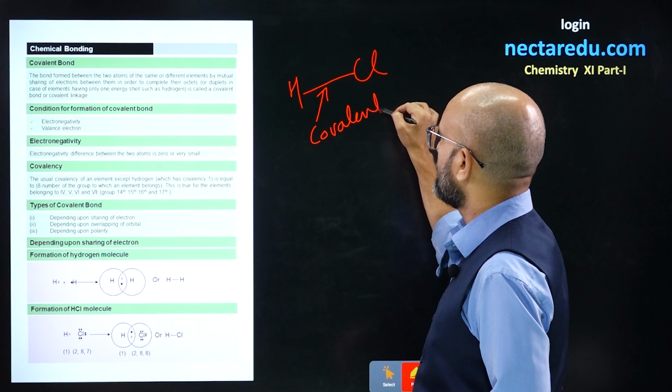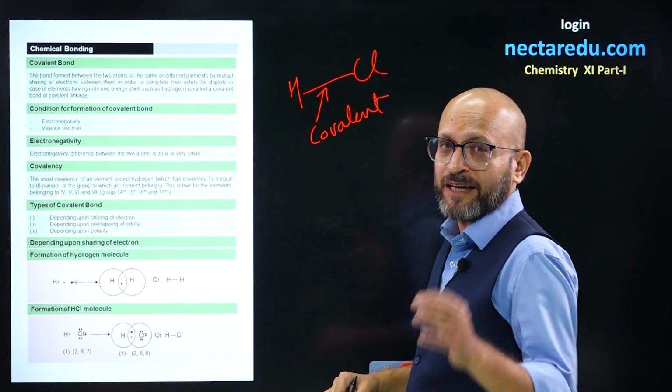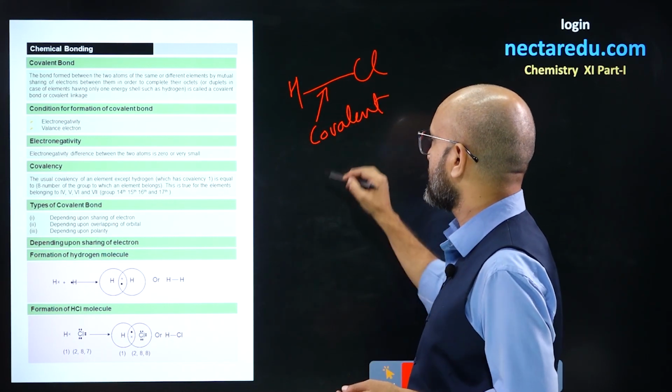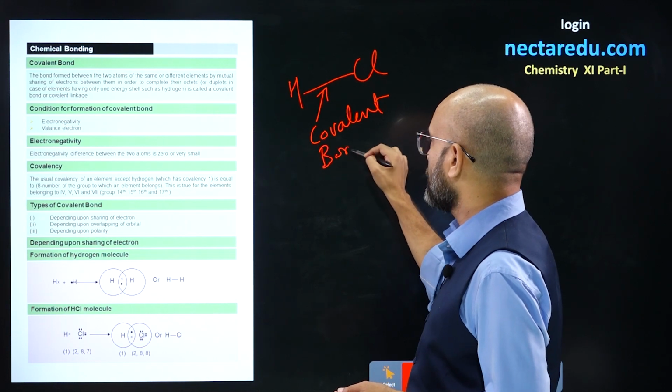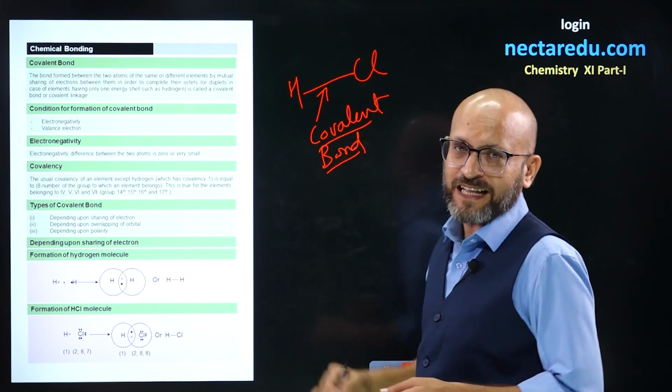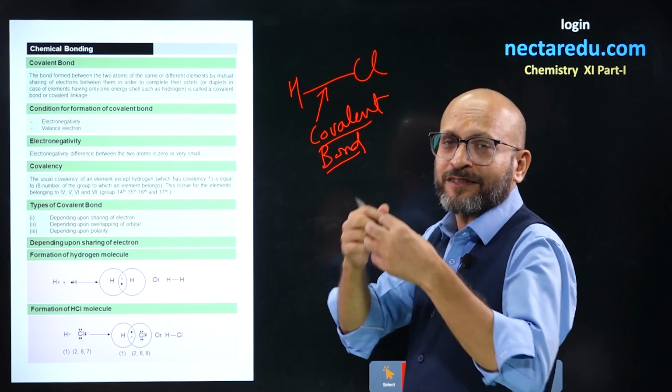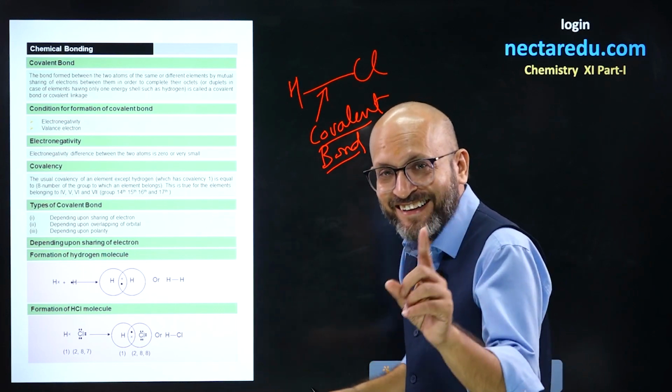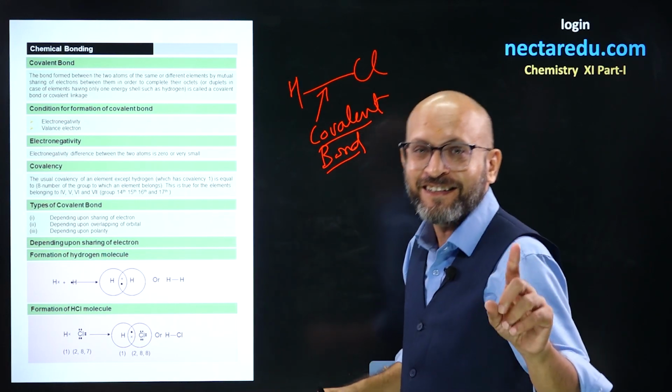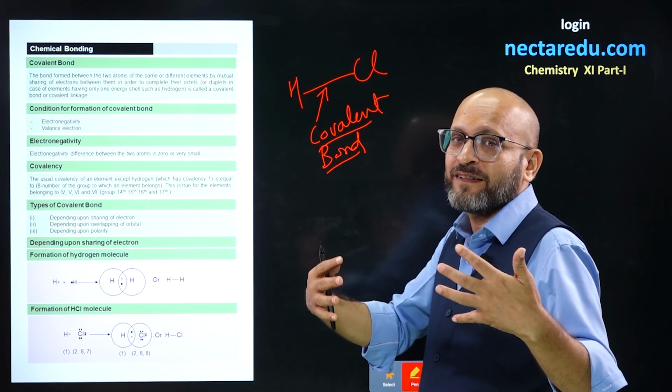This line represents the atoms joined by a line. This line represents a covalent bond. This is actually just a representation, that's it. There is no line or thread joining the two atoms, all right. There is no thread, no line. We have to show it, right?